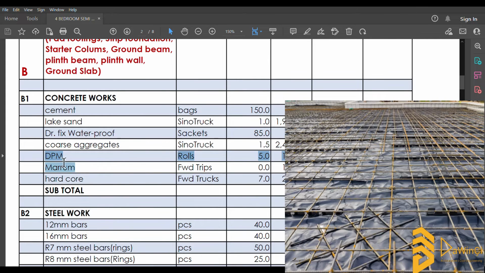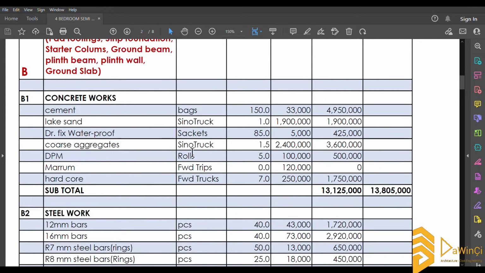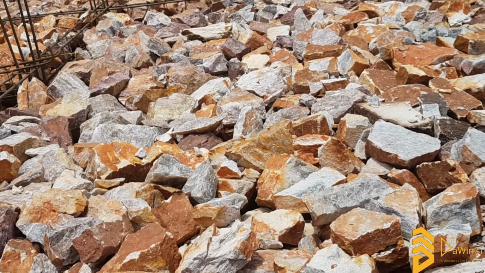So we have the DPM. The DPM is the damp-proof membrane. We have 5 rows, 500,000. Then we have things like maram. You see that on maram I've put 0. Maram is not really usually necessary, most especially when you have done proper leveling of the compound. You still have some excess of soil on the compound, so that you can actually backfill using that soil rather than buying maram. Then we also have hardcore.